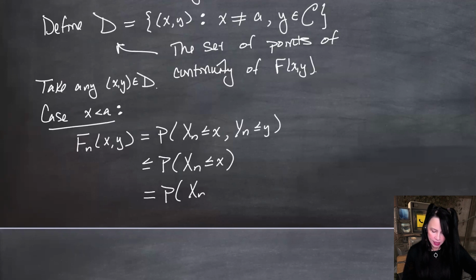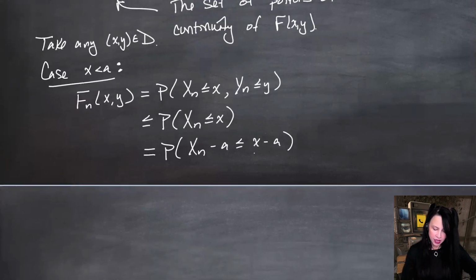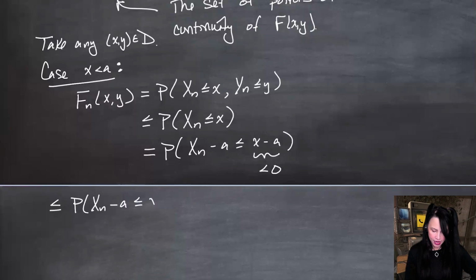I'm going to say the probability that xn minus little a is less than or equal to x minus little a. And the way I have this, because we're in a case where x is less than a, this is a negative number. So this is less than or equal to the probability that xn minus a is less than or equal to x minus a, plus the probability that xn minus a is greater than or equal to a minus x.